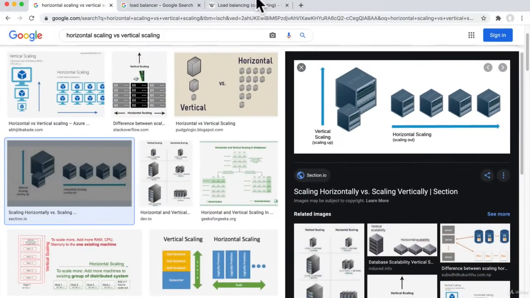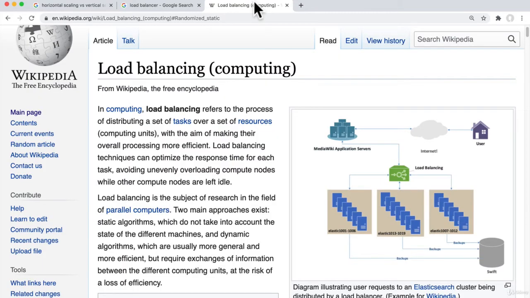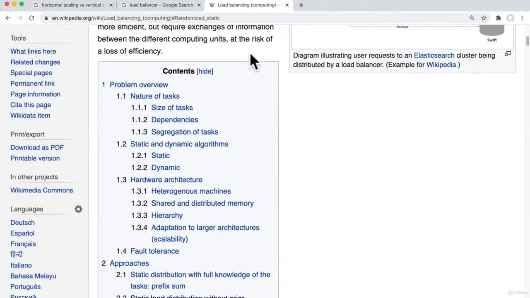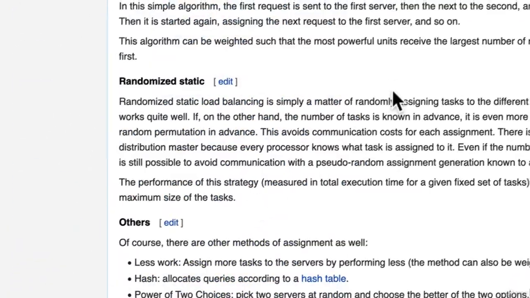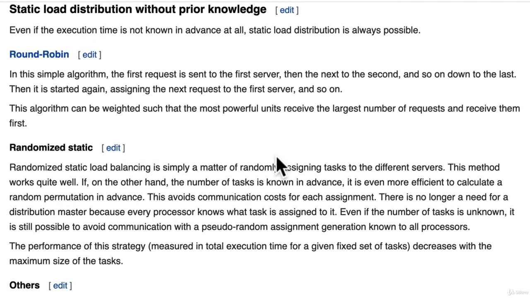The two most common strategies for distributing requests that are used by load balancers in the case that we have no prior knowledge about how long a request will take to complete, which is usually the case when we have servers with many different types of requests that can sometimes take longer and sometimes take much shorter.